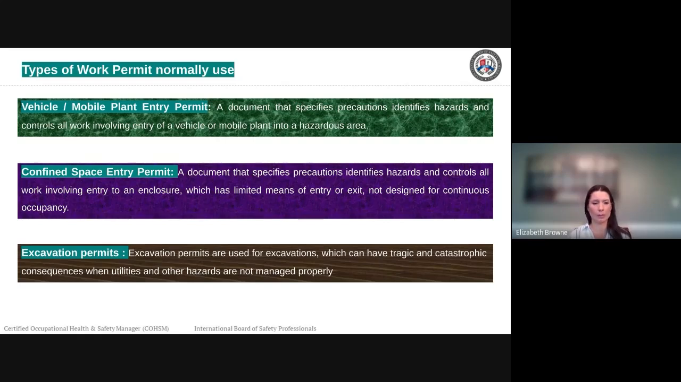Another common work permit is a confined space entry permit, which gives specific precautions, identifying hazards and controls for all work involving entry into an enclosure that is considered a confined space, which means it has limited means of entry or exit and is not designed for continuous occupancy.